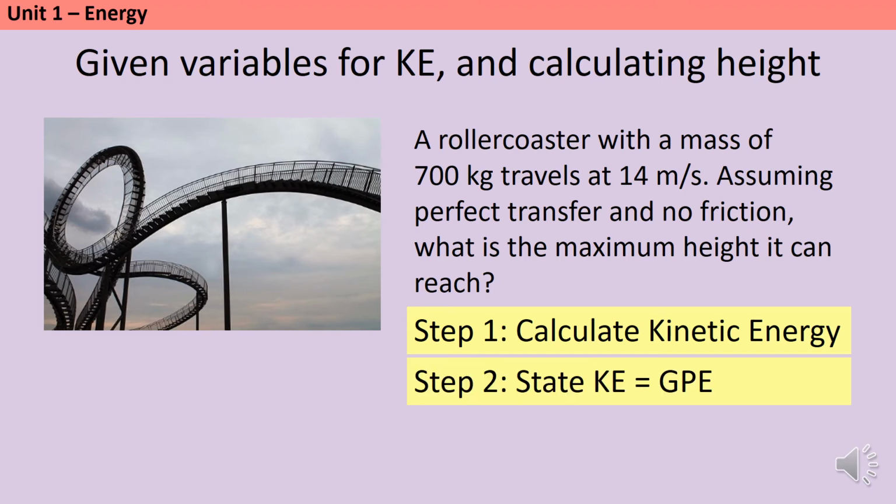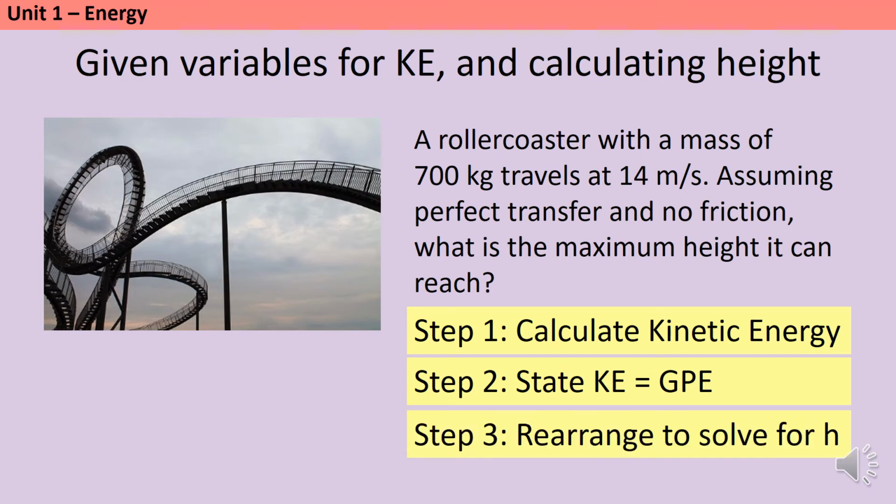My second step is to tell the examiner that the amount of kinetic energy is the maximum amount of gravitational potential energy there can be. I can't just suddenly get some more energy from somewhere. Then I need to rearrange my equation for gravitational potential energy to make height the subject. And when I solve that, I will get my final answer. So let's go through this process.